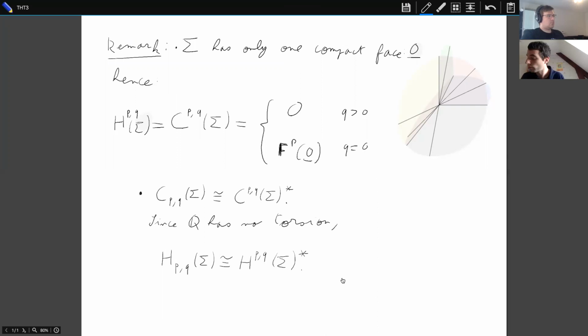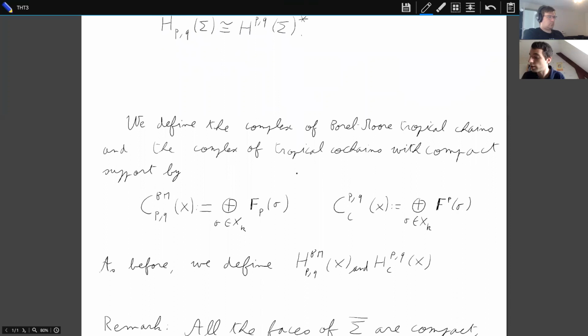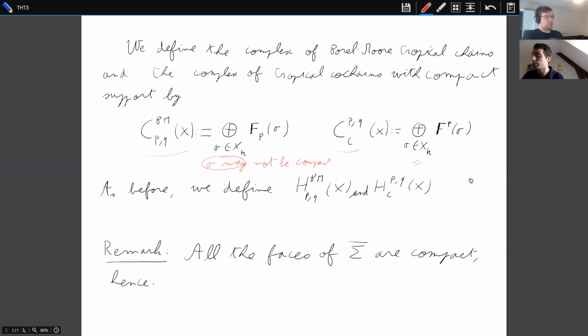Okay, so now we have to introduce another version of homology and cohomology. It's exactly the same, except that here I don't ask sigma to be compact. So sigma may not be compact. So in fact, this cohomology is more interesting, a priori. For the homology, we call this the Borel-Moore homology. And for the cohomology, we call this cohomology with compact support. It's a bit strange here because we are looking at faces which are not compact, but it makes sense for sheaf theory and things like that. So we define the cohomology and the homology.